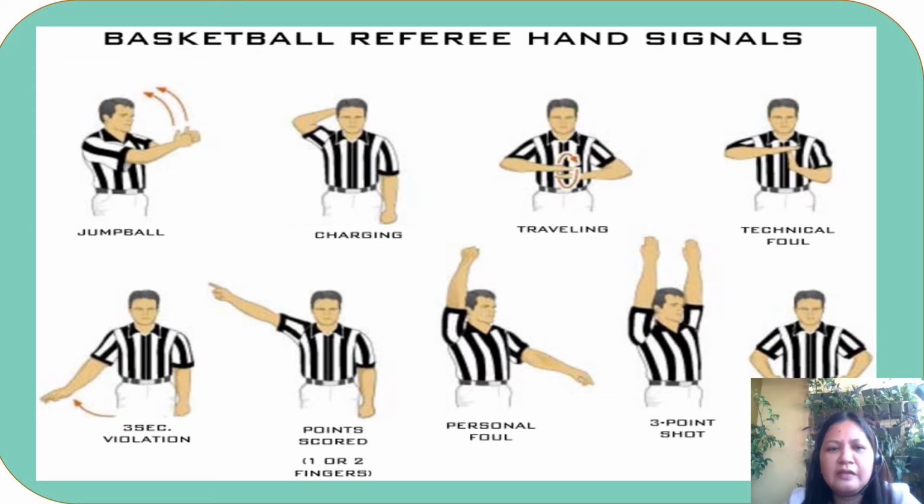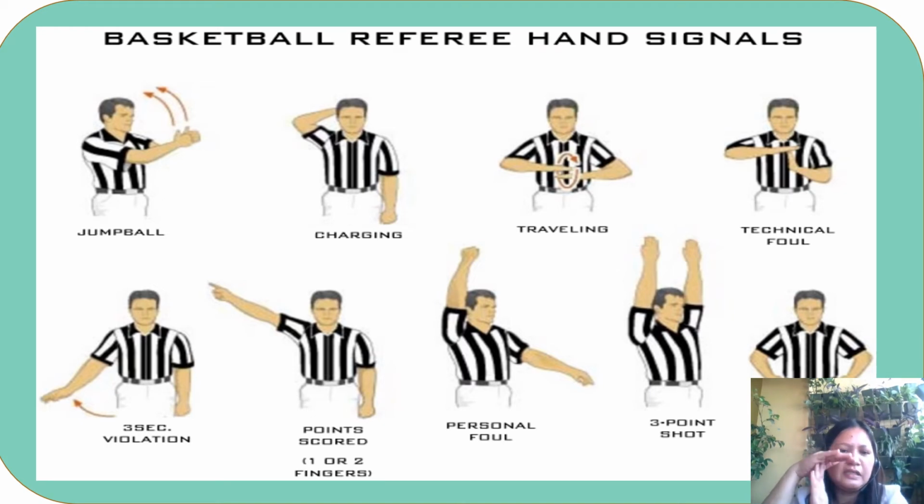So ayan, no? The different hand signals of the referee. So we have here the jump ball. Ayan, nakikita niyo naman ang picture. So jump ball. Yan, yung parang kumakamot, charging. And then traveling. So yung traveling nangyayari kapag hindi mo dinidribble yung bola, takbo ka lang ng takbo na hindi mo dinidribble or hindi mo pinapasa. So that's traveling. And then technical foul.